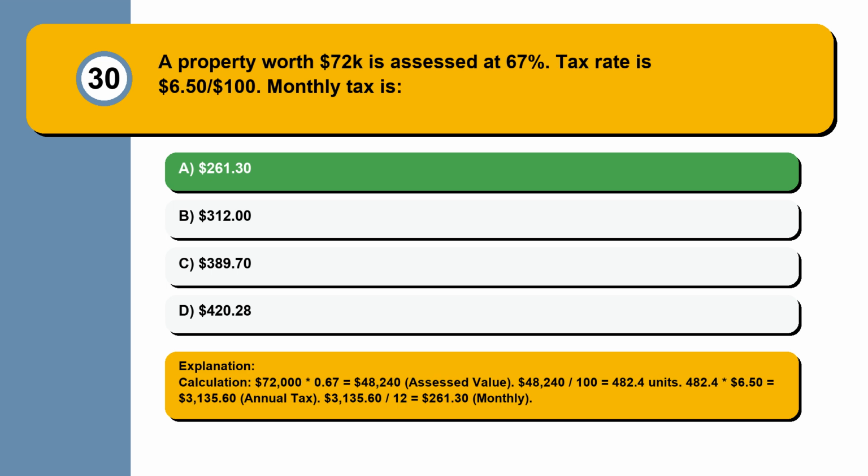Calculation: $72,000 * 0.67 equals $48,240. Assessed value: $48,240 / 100 equals 482.4 units. 482.4 * $6.50 equals $3,135.60. Annual tax: $3,135.60 / 12 equals $261.30 monthly.